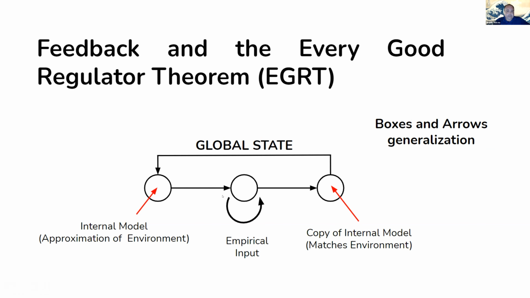Then the agent is sampling the empirical environment. So there's this empirical input. And then there's this copy of the internal model. It's not really what they call an efference model, but it's a matching of the environment. So you're observing the environment, then you're matching that observation with this approximation that you've made, and that feeds back to the original internal model where it's updated. And so this goes back to the Good Regulator theorem in a number of ways. And it gives us this nice closed loop feedback representation between the local and global states.